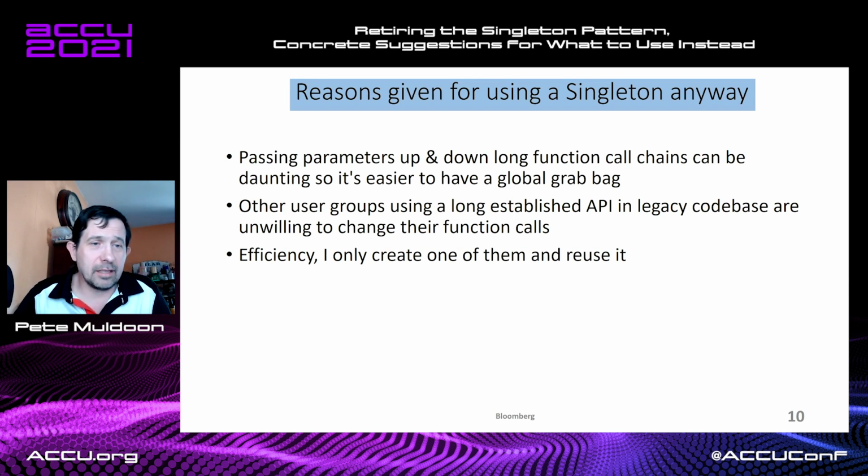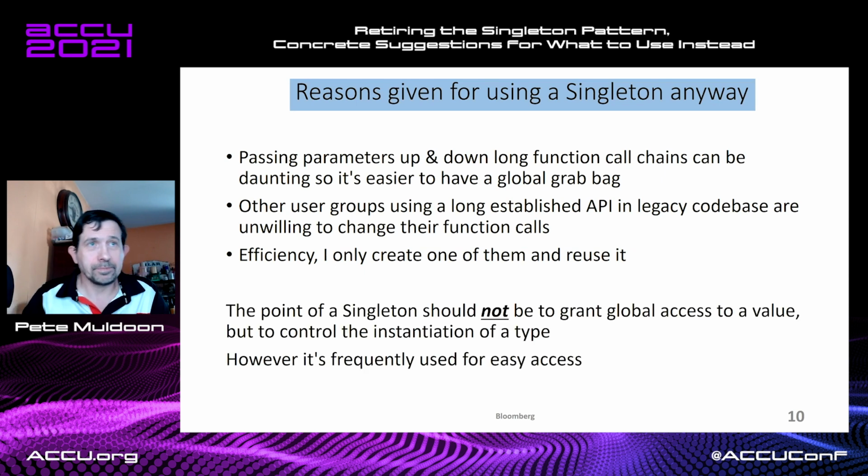Another reason is that you have an API that other legacy code bases are using, and when you change your interface, it's going to break their code. And this code may be very old, or maybe in a group where they don't believe it's imperative for them to change. So you get stuck with not being able to change the code base. And like I said, another reason is efficiency. People say, I only create one of them and reuse it. And I always say, well, then only create one and reuse it yourself. So what was the point of the singleton?